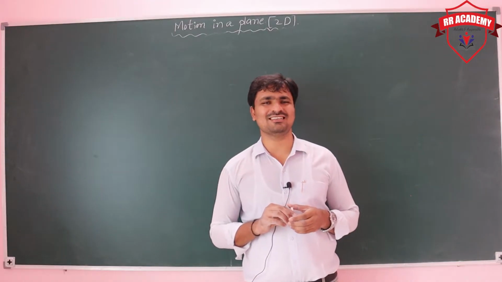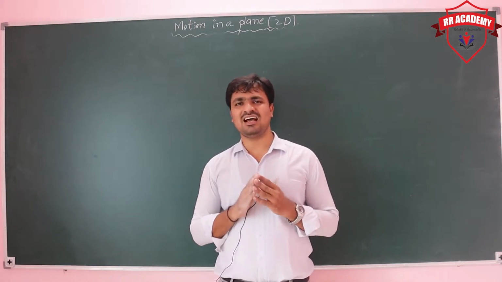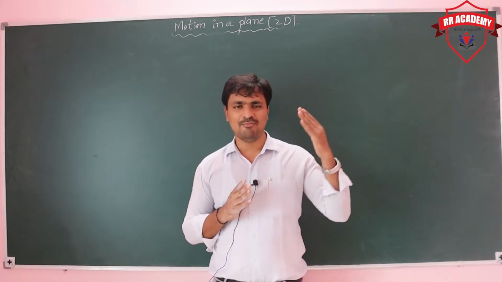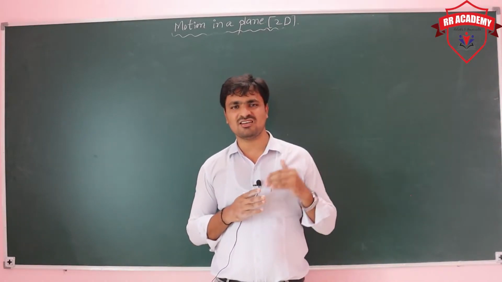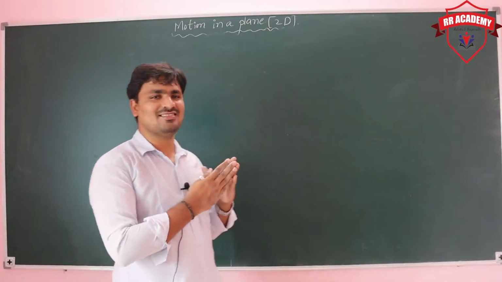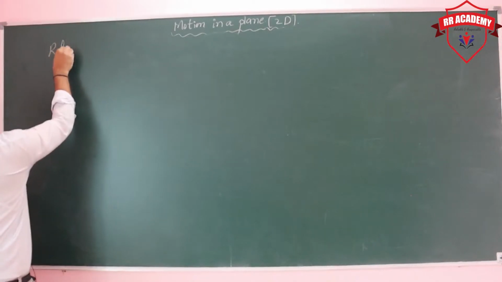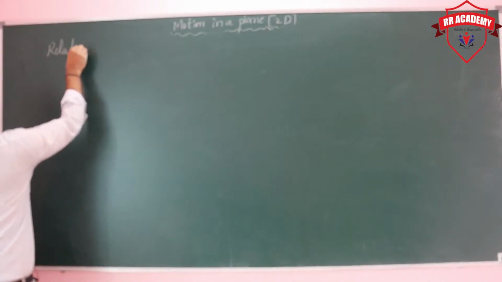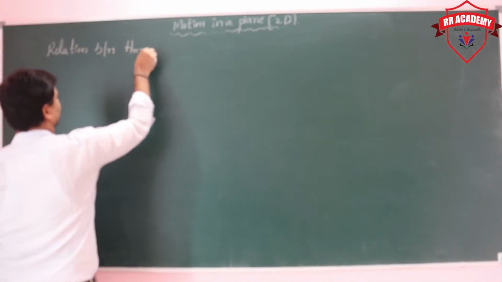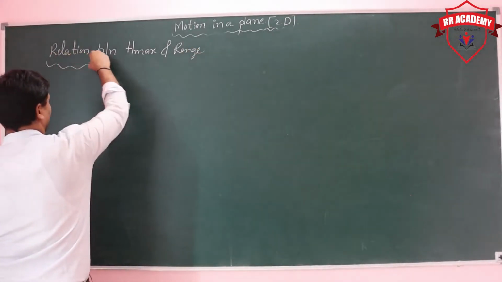Now we are going to discuss the continuation of the last video. In the last session, we discussed projectile motion, maximum height, time of flight, as well as range. So now we start where we ended in the last. We are taking a relation between maximum height and range.